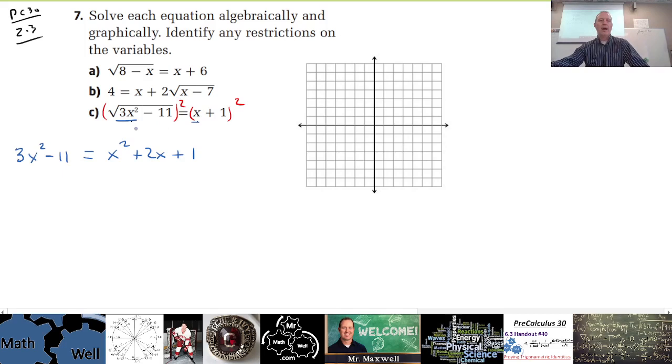Okay, so now we have some like terms that we can gather. I've got x squareds on both sides, so I'm going to subtract x squared from both sides. That's going to be 2x squared, and it's gone over here. Let's subtract 2x from both sides, so that's gone. It's over here now. And then let's subtract 1. Okay, so we have something that looks like this.